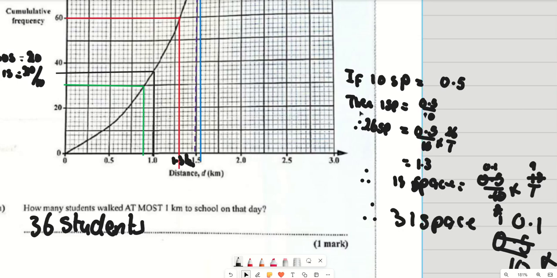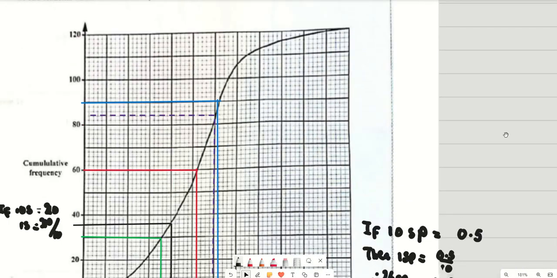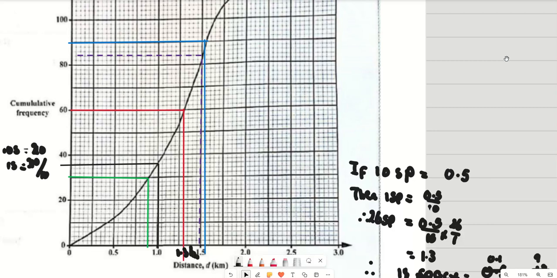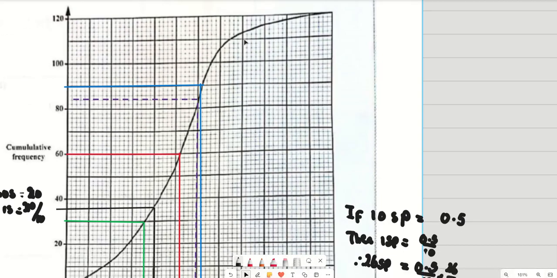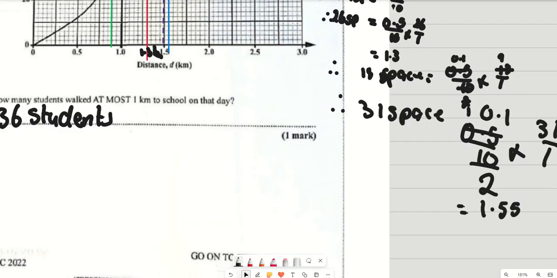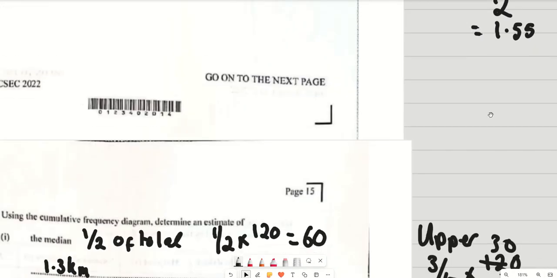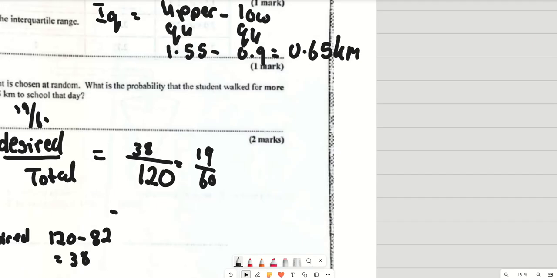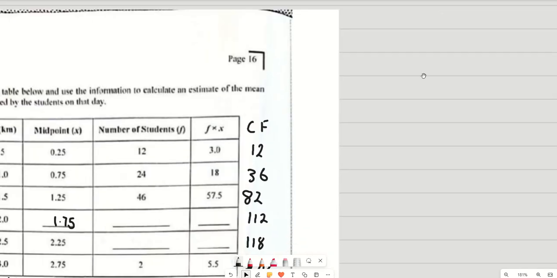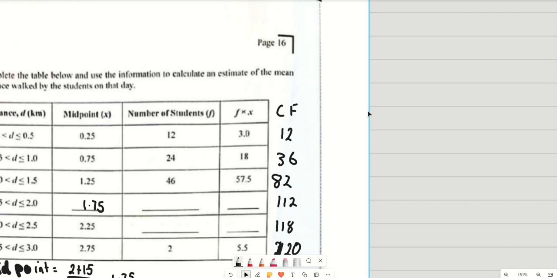2.0, so you go from 2 straight up to the graph, and it's going across here. That is equal to 112, right? And then you do the same thing for 2.5. So when we do that, that would give us our cumulative frequency. And our cumulative frequency helps us to find the number of students.